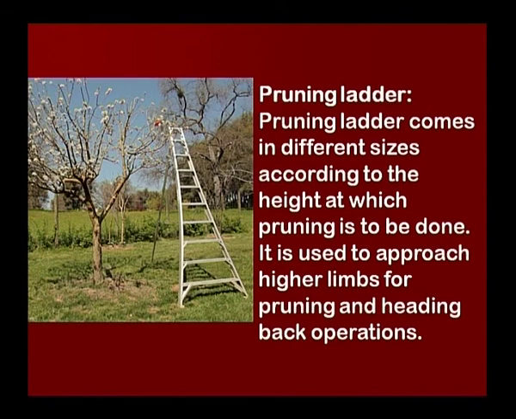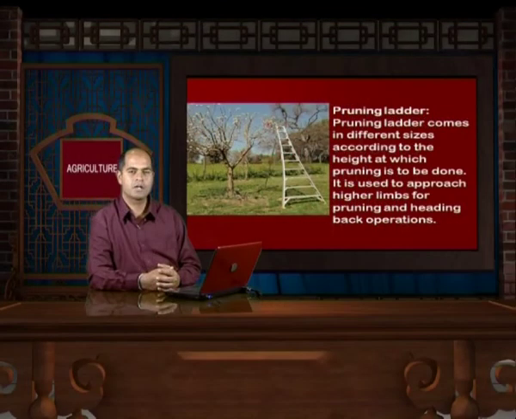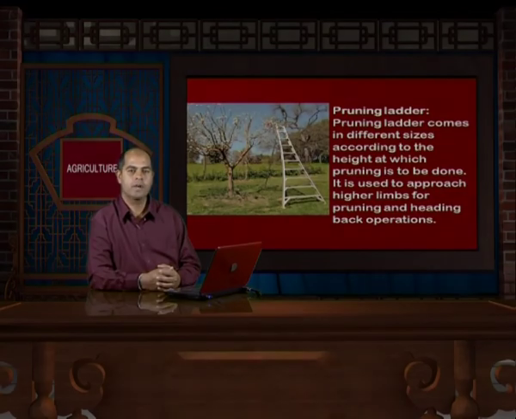Then pruning ladder. Pruning ladder comes in different sizes according to the height at which pruning is to be done. It is used to approach higher limbs for pruning and heading back operations. So, we have discussed the basic tools required for rejuvenation of the orchards, which include secateur, pruning saw and ladder to reach the various limbs for pruning practice.